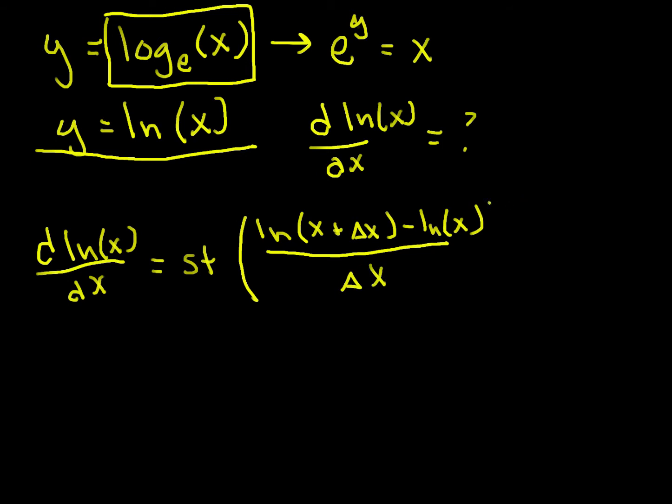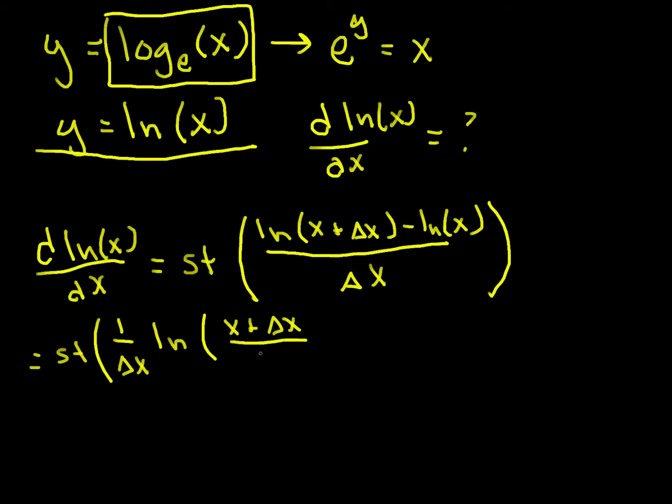I'm hoping by now that you have this definition memorized. This is not a surprise to you. And now we're going to do some simplification based on our log rules. We've got the difference of two logs, so this is equal to the standard part of 1 over delta x times the natural log of x plus delta x, all divided by x.